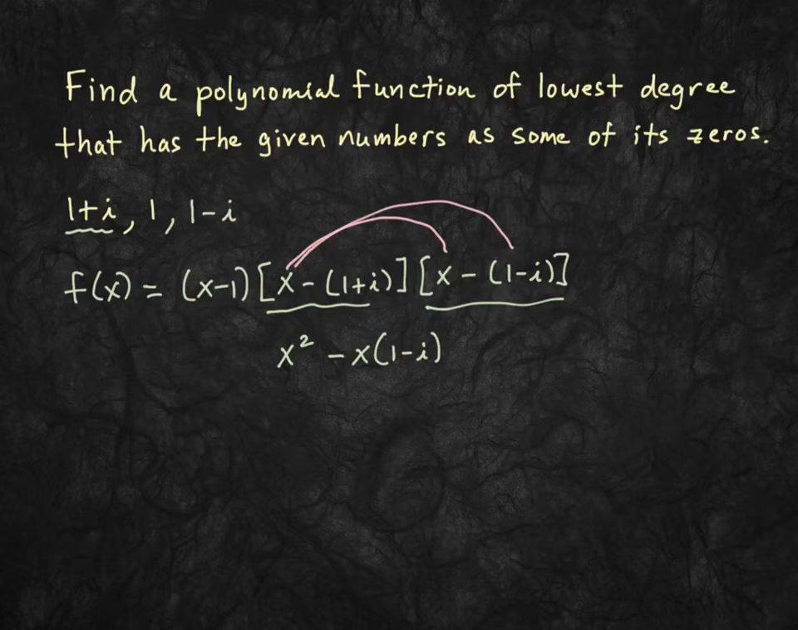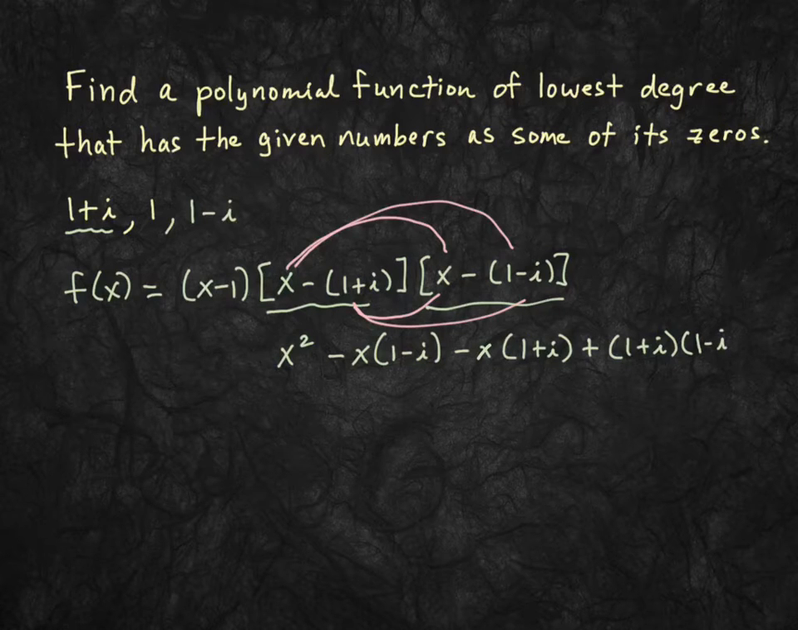And then we will distribute. Here we're going to multiply a negative times a positive. So notice here we're going to end up with a minus x times (1 plus i). And then finally, when we multiply these guys, a negative times a negative, we're going to get a positive. And it'll be plus (1 plus i) times (1 minus i).